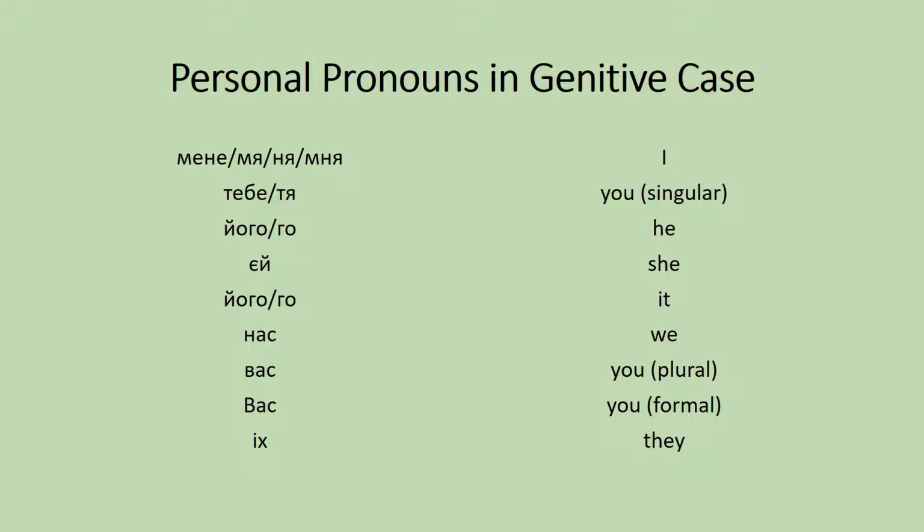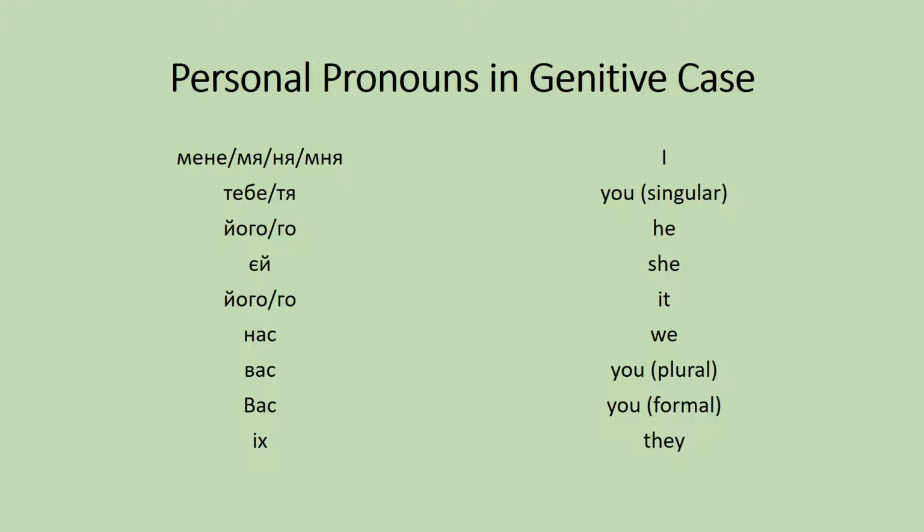To say he in the genitive case, it is його, or also ho. To say she in the genitive case in Lemko, it is jej. To say it in the genitive case in Lemko, it is його, or also ho.